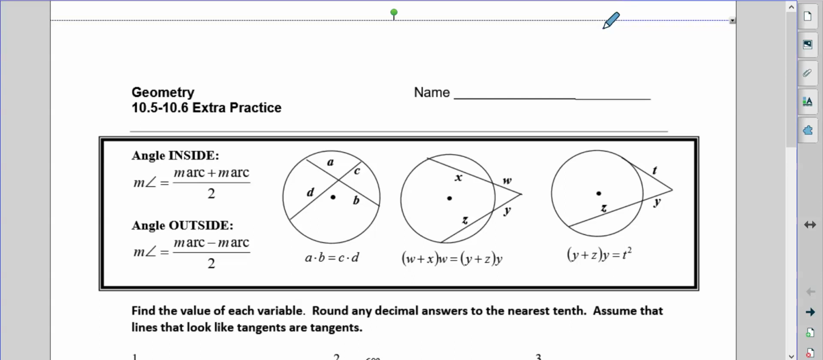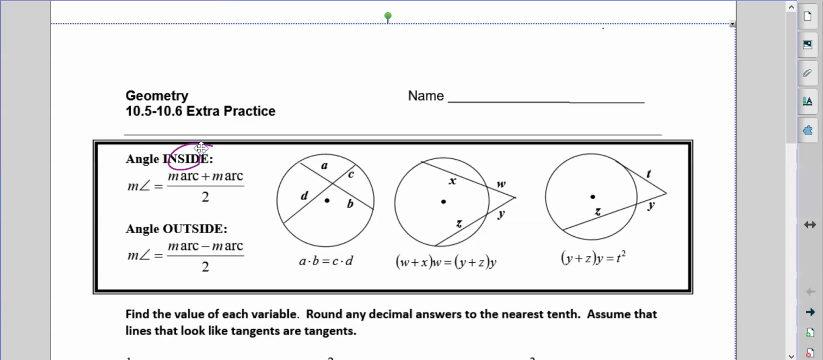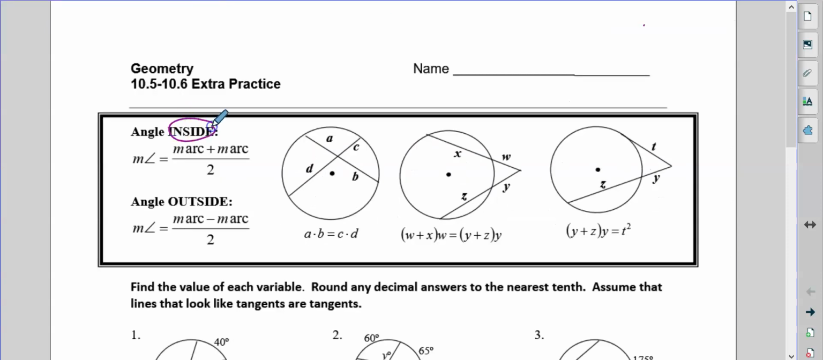Okay, so similar idea to what we've done before. If inside, that shouldn't happen. If we're inside, it's plus, and outside, it's subtraction. Okay.